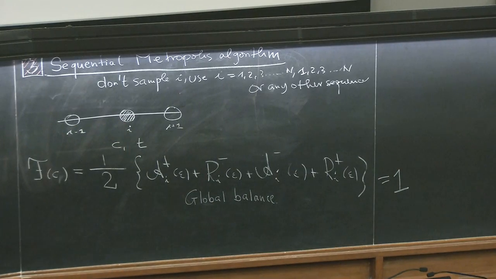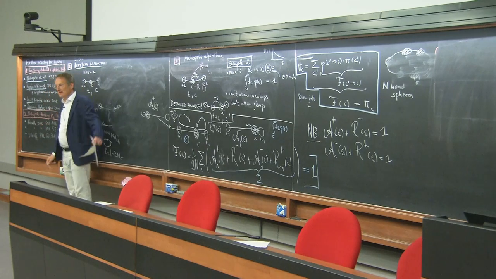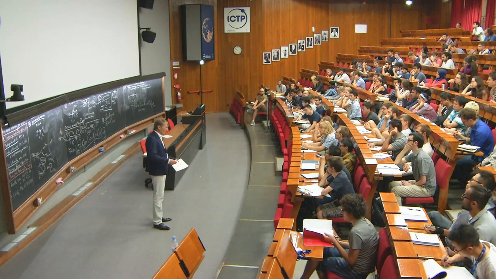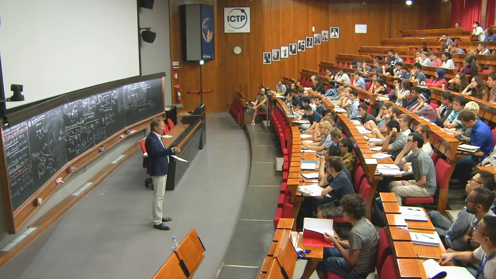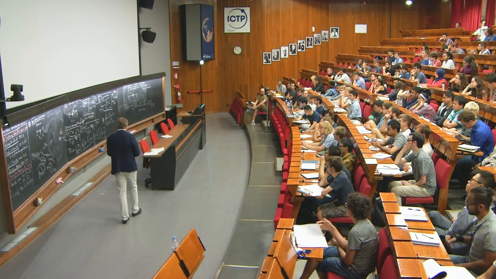Now I can give a historical note. If you read carefully the article by Metropolis et al., they in fact used the sequential Metropolis algorithm. They never invented what we call the Metropolis algorithm, which satisfies detailed balance. They immediately used an algorithm that satisfies global balance.